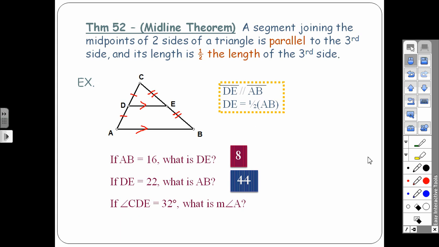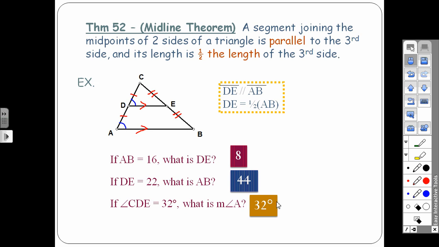CDE is right here. So this angle right here is given to you as 32 degrees. What do you think the measure of angle A is? And hopefully you guessed 32. Since those lines are parallel, those are corresponding angles, so we know that they're congruent.